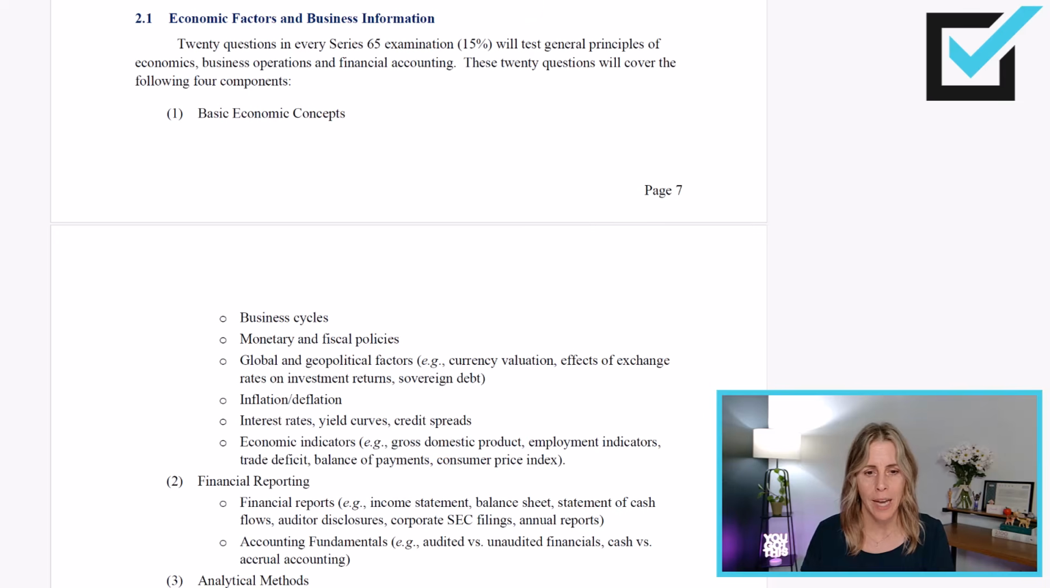I think that because it is the smallest section of the test, students oftentimes go, oh, I don't need to get those questions right. I always want you to get every question right. So let's look at it. Economic factors and business information, 15% of your exam.